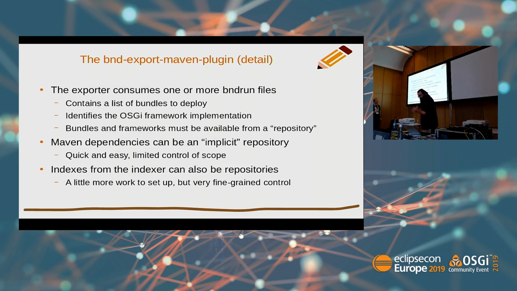So it consumes one or more bundles. You can pass it directly a list of bundles to deploy, and it identifies the framework implementation from the metadata in the BNDRun file. And then all the bundles and frameworks that are linked in the BNDRun file are usually found from repositories, whether implicit or explicit.